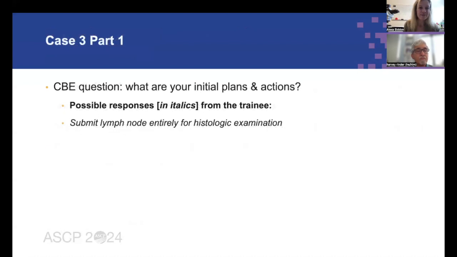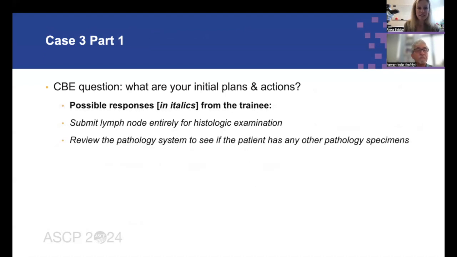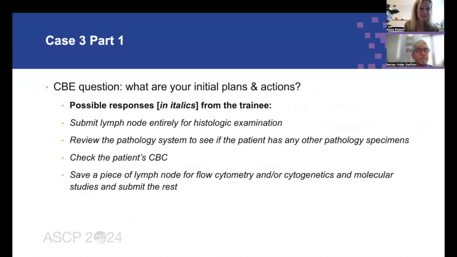So a resident might put in that they want to submit the lymph node entirely for histologic examination. They might say they want to review the pathology system to see if the patient has any other pathology specimens. They might want to check the patient's CBC. And maybe they want to, instead of submitting it entirely for histologic examination, save a piece of lymph node for flow cytometry and/or cytogenetics and molecular studies, and then submit the rest that's left over after that.